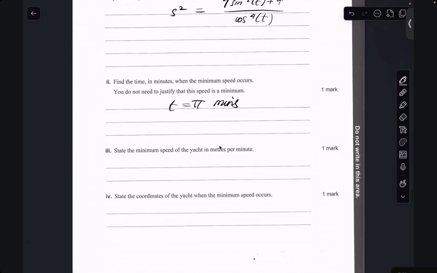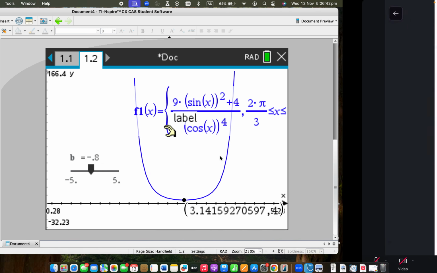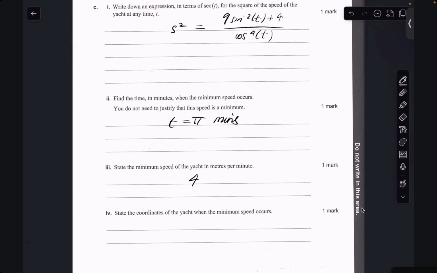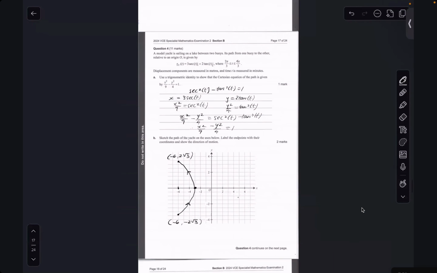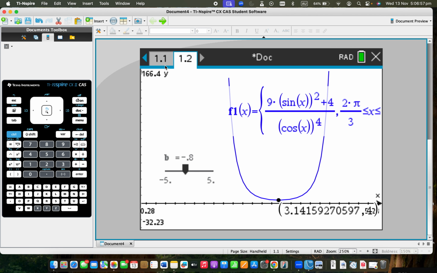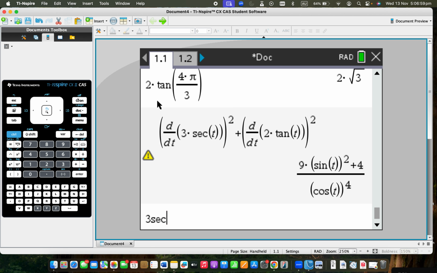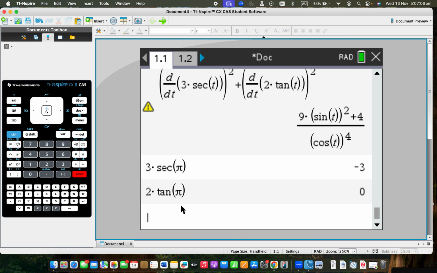State the minimum speed of the yacht in meters per minute. And that would just be the 4. That was the y coordinate. State the coordinates of the yacht when the minimum speed occurs. Sec of pi is -1. Just make sure so I don't make a silly mistake. -3, and then 2 tan of pi is 0, so -3, 0.